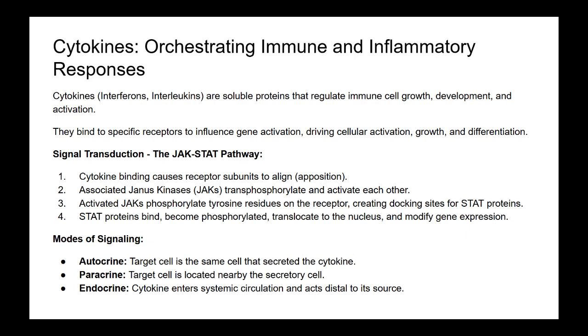This proximity allows the associated Janus kinases, such as Janus kinase 1, Janus kinase 2, Janus kinase 3, and tyrosine kinase 2, to phosphorylate each other and become activated. Once activated, these kinases phosphorylate tyrosine residues on the receptor subunits, creating specific sites where signal transducer and activator of transcription proteins can bind. These proteins then attach to the receptors, become phosphorylated, and move into the nucleus of the cell, where they influence gene expression.